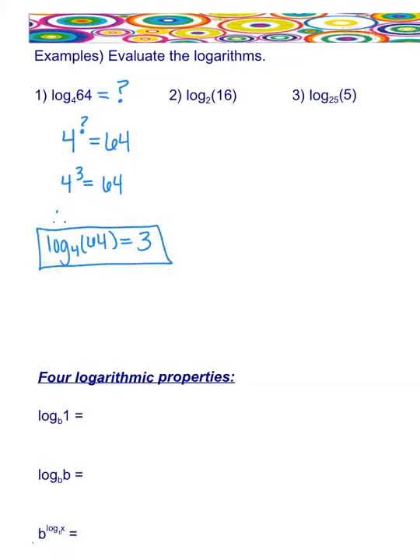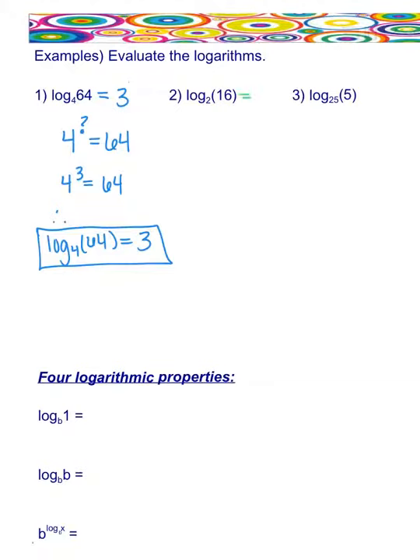So that would be how I evaluate that. So I can erase my question mark here if I wanted to and say it's equal to 3. Let's try the next one. I have log base 2 of 16. I don't know, it is equal to what?